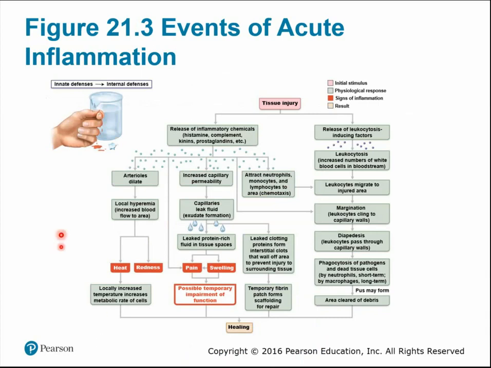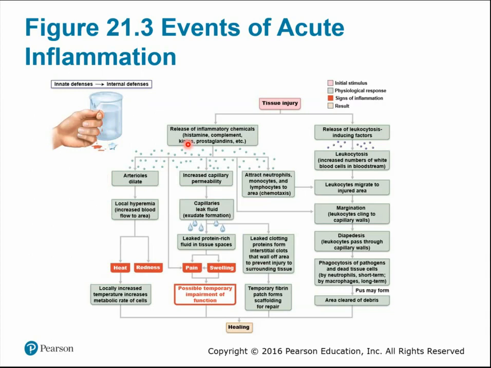Okay, so just summarizing the general events of inflammation. It's going to be a response to a tissue injury. Those injured tissue cells will release inflammatory chemicals like histamine, kinin, and prostaglandin. So ultimately, it's going to cause a vasodilation. So we have more blood flow to the area, which is going to cause that heat and redness.